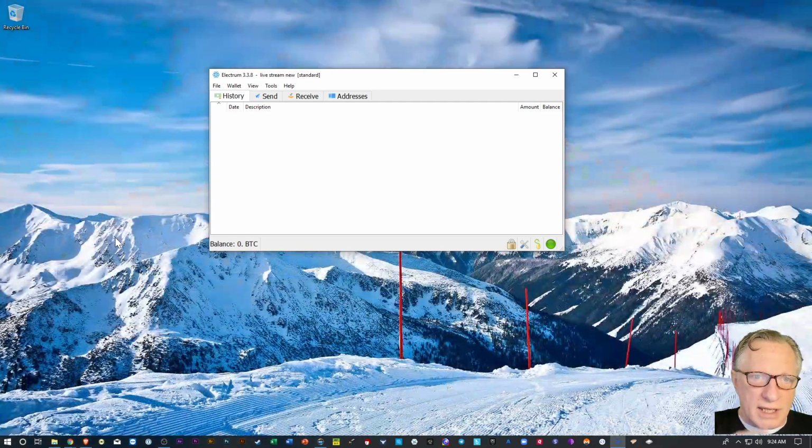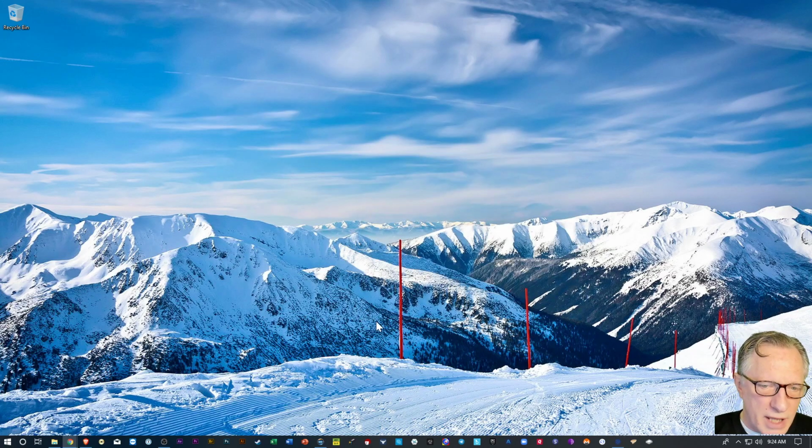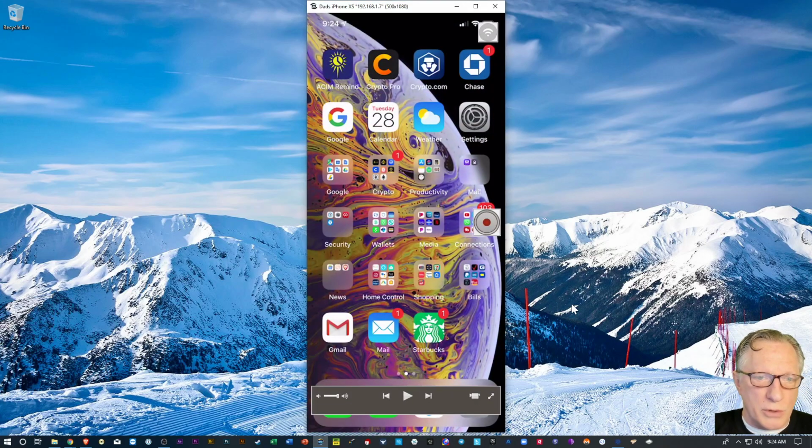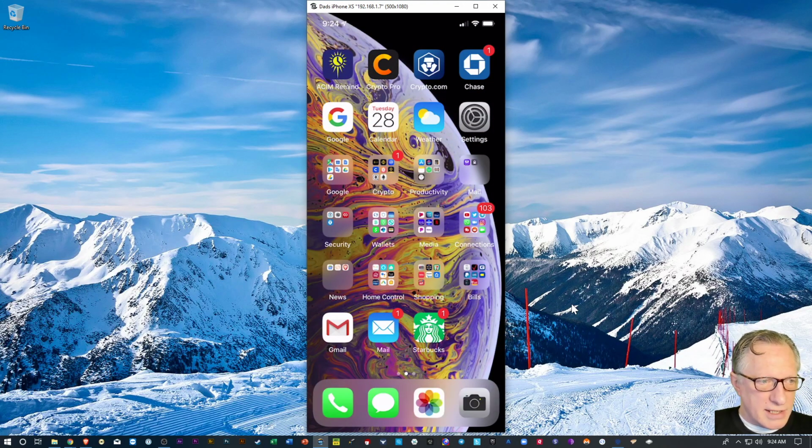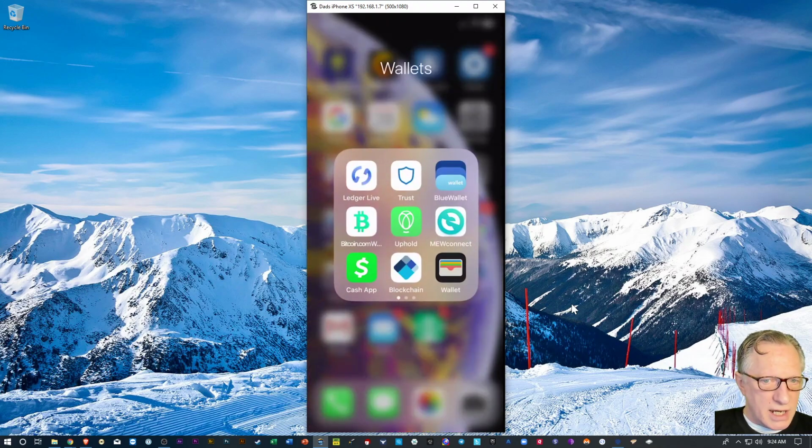So this is our Electrum wallet. I'm going to put some Bitcoin in this wallet. But before I do that, I would like to just show you guys very quickly what I consider one of the easiest, quickest, and cheapest ways to buy Bitcoin, and that's using the Cash app. So you can see here, I've got the Cash app. It's that green icon with the dollar sign.